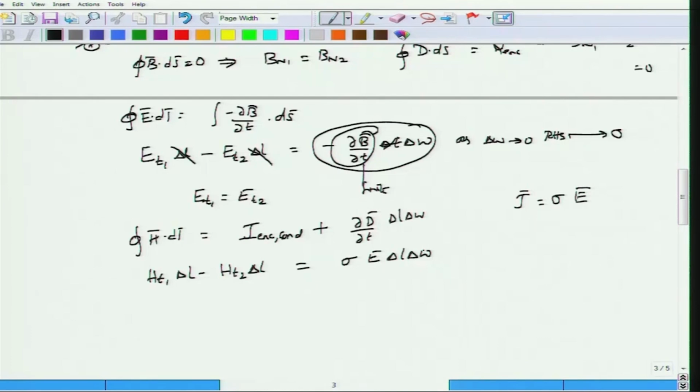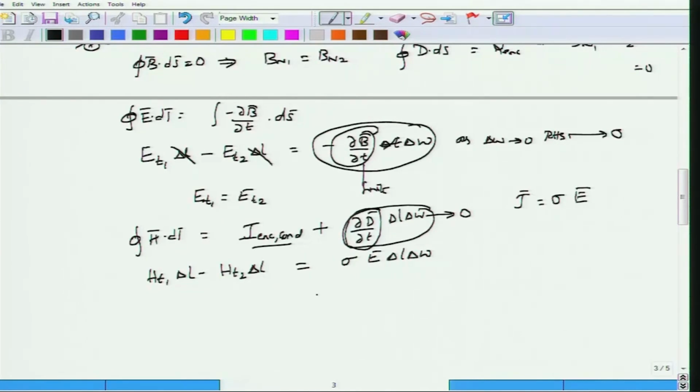As before, we do not want to let our del D by del T go to infinity. So as delta W goes to 0, this term will also go to 0. Okay. This is certainly true for the dielectric to dielectric, because in a dielectric to dielectric this term is anyway 0, the conduction current density is anyway 0. So if you assume that the fields are finite, then the right hand side term will also be equal to 0. HT1 will be equal to HT2, tangential H components are continuous.